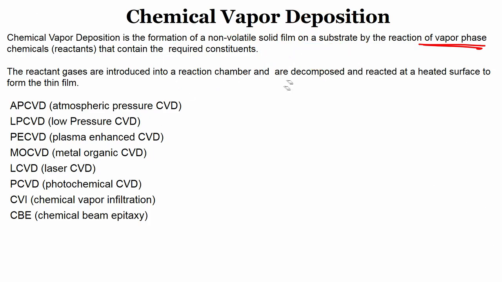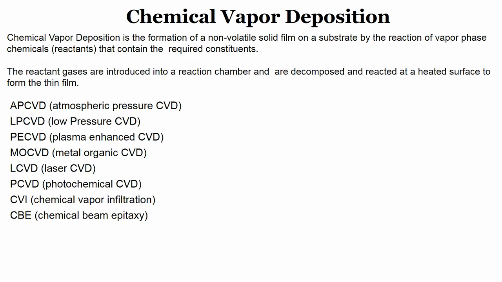Now, the reactant gases are introduced into the reaction chamber and are decomposed and reacted at a heated surface to form the film. So, what will happen? We introduce a reactant gas into a reaction chamber, and then a chemical reaction causes decomposition. This chemical reaction has to be done at a heated surface, and then you will observe film formation. Again, this is a thin film technology, that is why we always say thin film. Thick film, I have told you in the first class, I showed you the example of screen printing, alright.